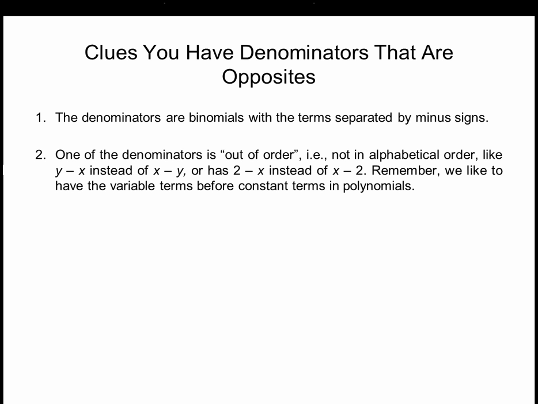For those that don't do that, this might be a problem for you. Remember, we like things to be in order. Numbers will come after variables when we write the terms of the polynomial. As coefficients, the coefficients come first, but we like x plus 2 instead of 2 plus x. We like x minus 2 instead of 2 minus x. We like alphabetical order. So there are the clues that you have it.